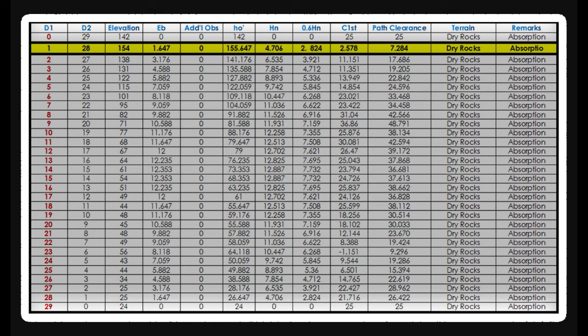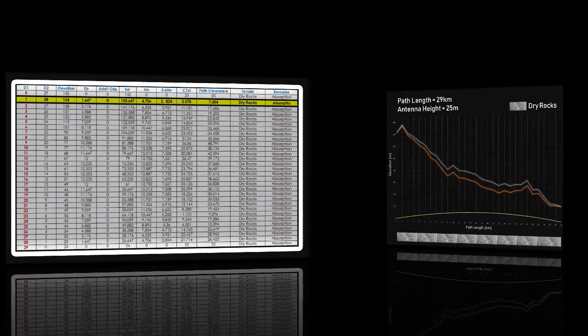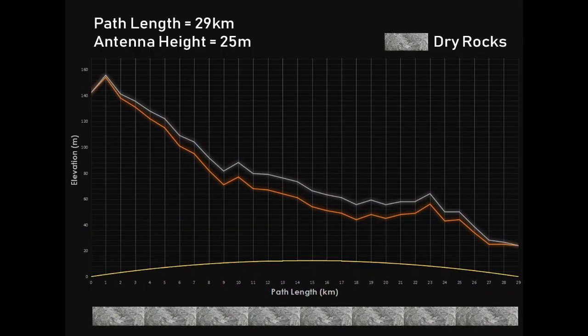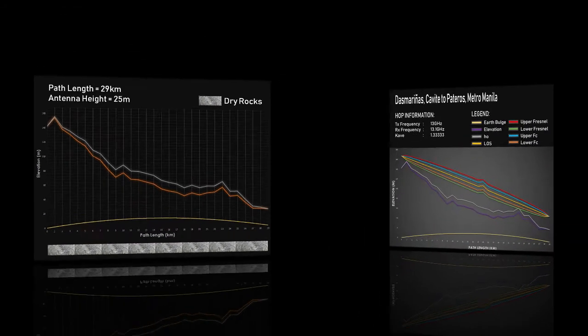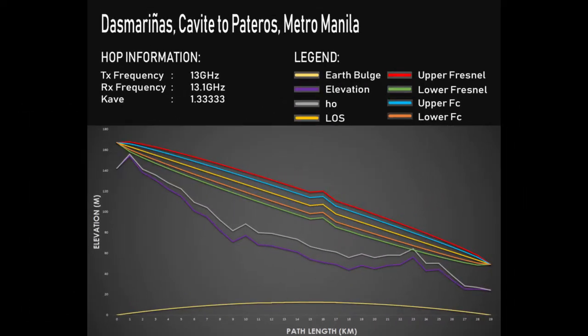This is the table containing all the computation from 0 kilometers to 29 kilometers with all the formulas used earlier. This is the graph from Dasmariñas, Cavite to Pateros, Metro Manila with its elevation, earth bulge, and total obstruction. This graph shows the line of sight and all the Fresnel zones between the two sites.